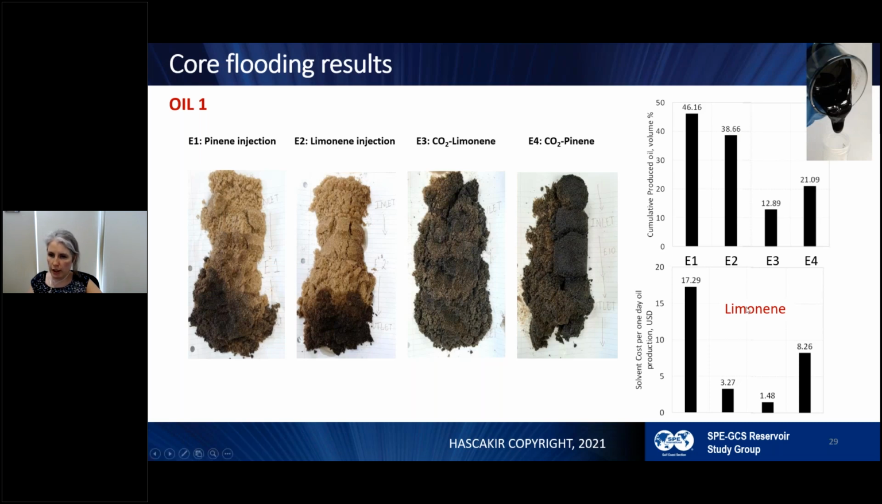As a petroleum engineer, I also need to check the economic side, and I'm seeing that pinene is really expensive compared to limonene. So for this reservoir, my recommendation will be injecting limonene to recover this reservoir because it is cheap, it is environmentally friendly, and I'm using less limonene to recover more oil.